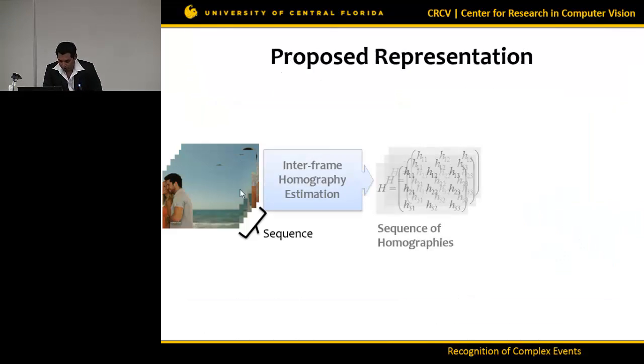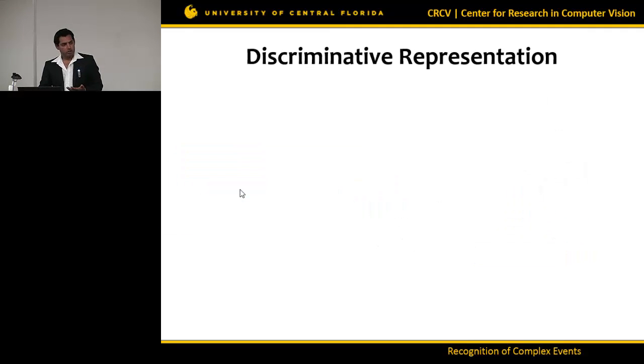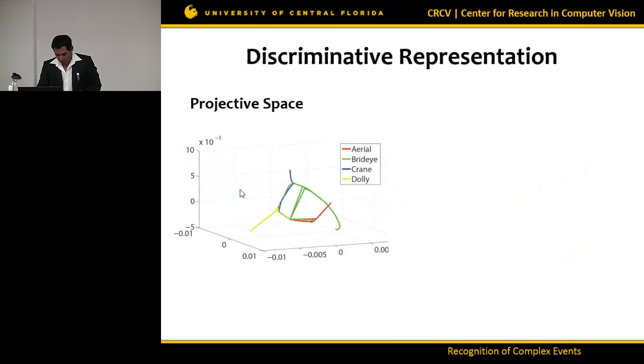So again, giving an overview, we have a sequence. We compute the interframe homography. Once we have that, we map it to a vector space. And over time, each element in the vector space becomes your time series, an 8-dimensional time series, on which you can compute features and do shot classification.